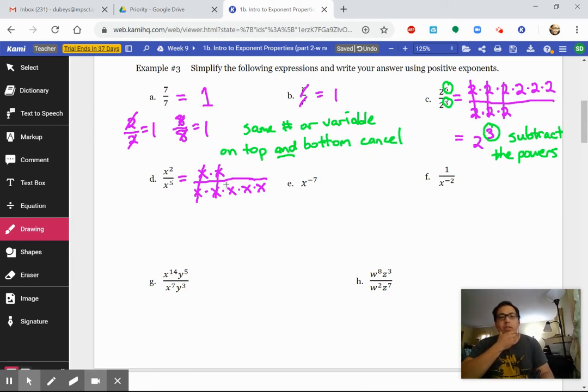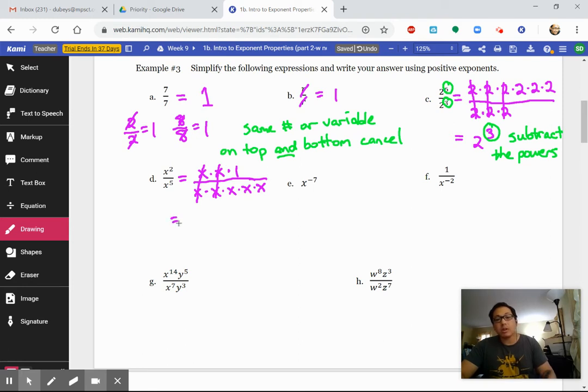And this always bugs people. Like, what's left if it all cancels out? What's left? We can always say times 1. We can put times 1 there, because multiplying by 1 doesn't matter, right? It doesn't change what it is. So there's really a 1 left.